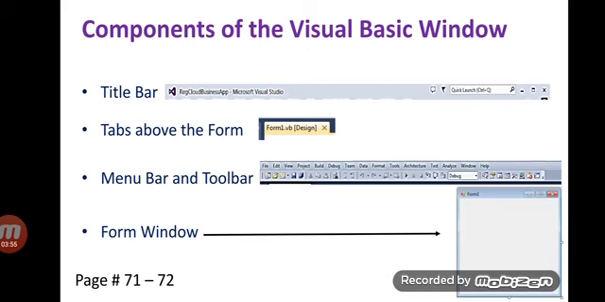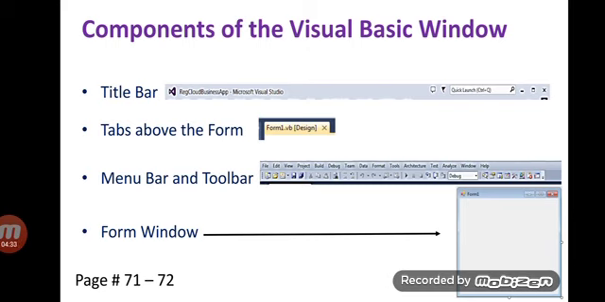Next we have the components of Visual Basic. In the components of Visual Basic we have many components like tabs. These are above the form, as we have seen in the image. Next we have the menu bar and toolbars. In this we have different buttons and icons on which you can click to activate them and make them commands.